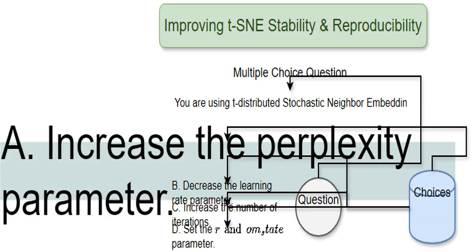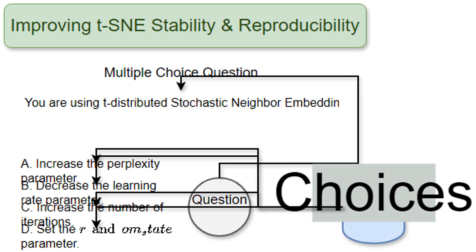Perplexity controls how TSNE considers nearby data points. While a good perplexity is needed for good results, changing it won't directly improve reproducibility. It's a different aspect of the algorithm. These are the options I am given to explore in order to solve the instability issue in TSNE.